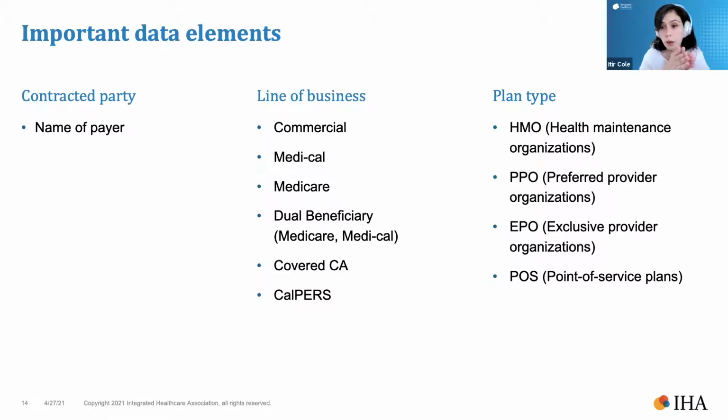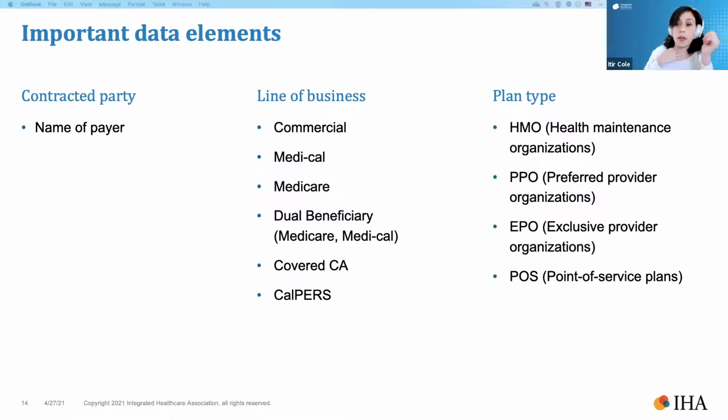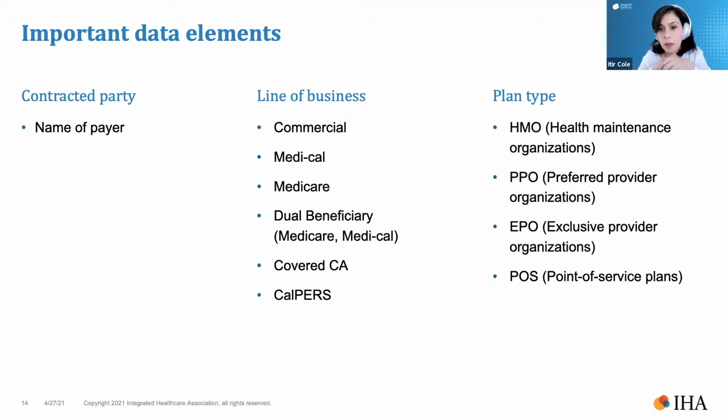So for contracted party, the first component, it's really the name of the payer or the name of the provider organization, basically the party that you're contracted with. For a line of business, we have commercial, Medi-Cal, Medicare, dual beneficiary, Covered California, and CalPERS. And for plan type, it's HMO, PPO, EPO, and POS. And something Jackie touched on earlier is this concept of iteration; this is where our definition is now. Over time, as we access more data and study more of that data, we may expand these lists, but this is a good starting point to make sure that we are able to define a shared language between the two parties.